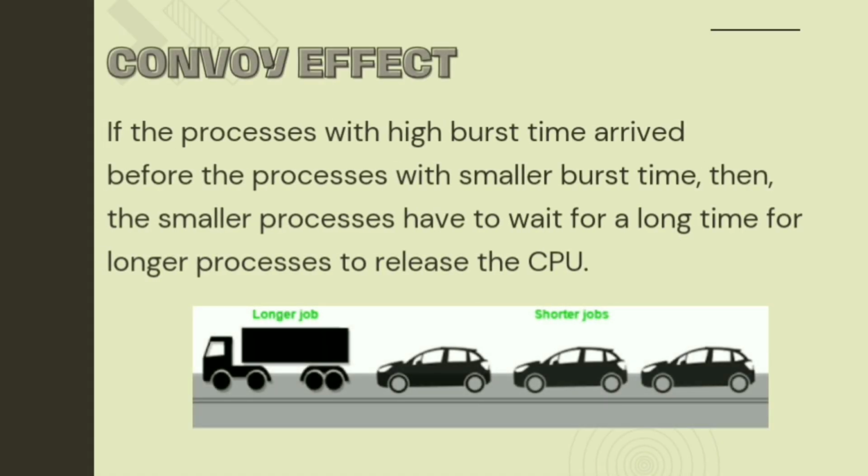What is convoy effect? If the processes with high burst time arrive before the processes with smaller burst time, then the smaller processes have to wait for a long time for longer processes to release the CPU. Here's the real-life situation example of convoy effect. If the burst time of the first job is the highest among all, as in the real life, if a convoy is passing through the road, then the other persons may get blocked until it passes completely. This can be simulated in the operating system also.